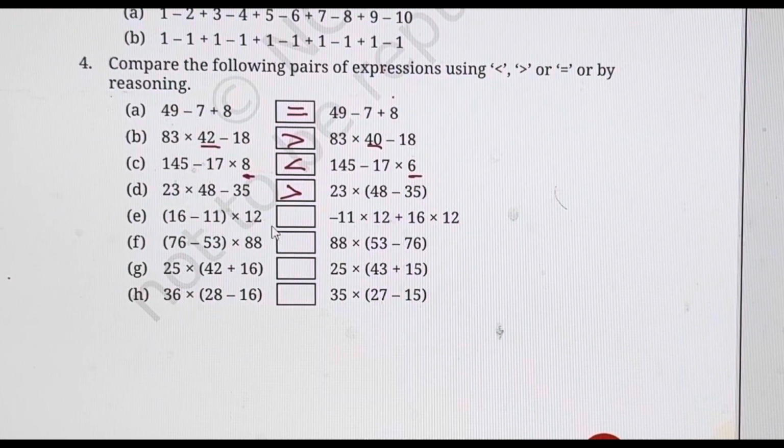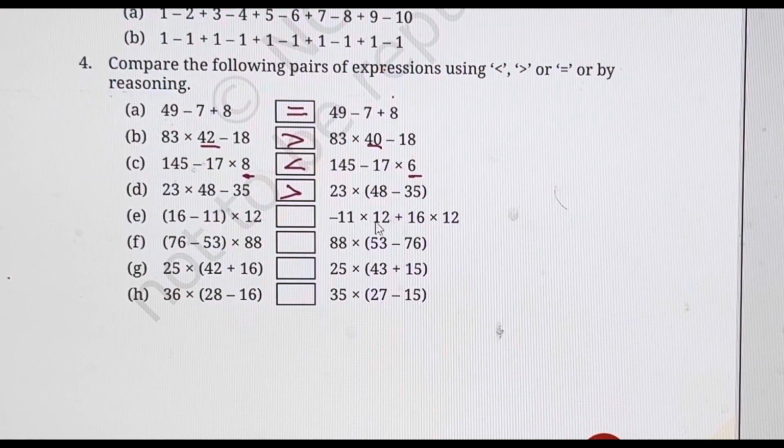E, 16 minus 11 into 12 and minus 11 into 12 plus 16 into 12. Now let us just compare. If we write 16 into 12, and then minus 11 into 12, so that is here. They have just reversed the order of the number, so both are equal.